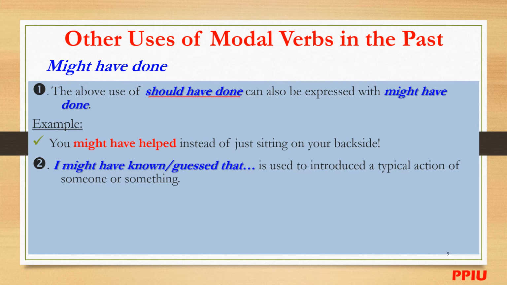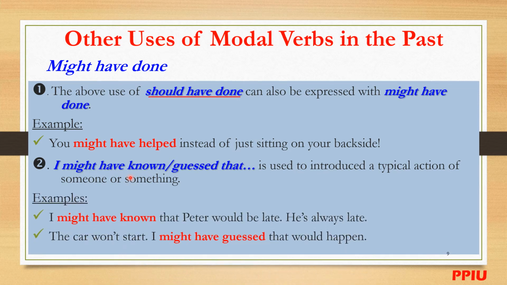Okay, the other part is I might have known or guessed, which is used to introduce a typical action of someone or something. For example, I might have known that Peter would be late. He's always late. So the latecomer, Mr. Late. Peter is known as Mr. Late, who always comes late, right? So better not expect that he will come early for the day.